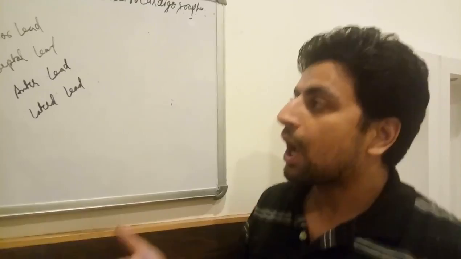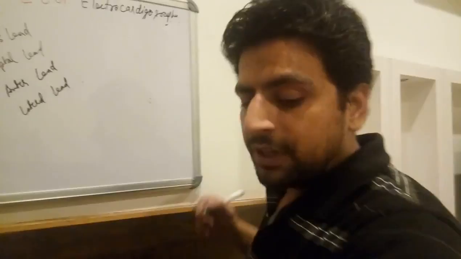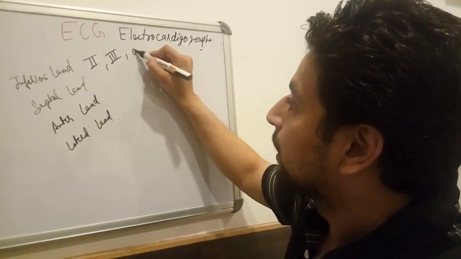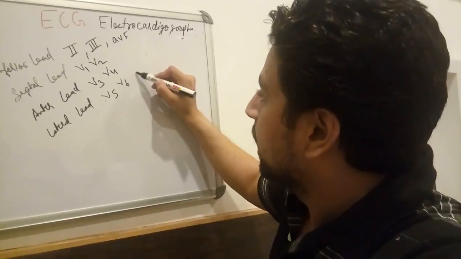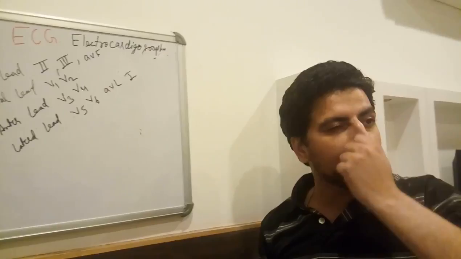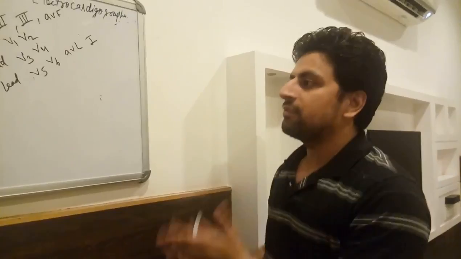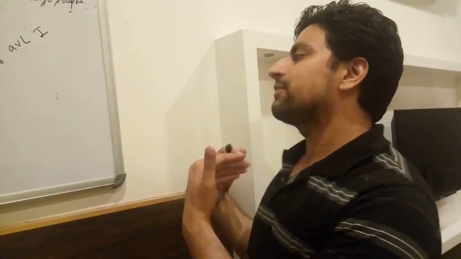Okay, the inferior lead includes II, III and AVF. This is written on the ECG. Septal leads include V1 and V2, anterior leads V3, V4, lateral leads V5, V6 and AVL, and the first lead is remaining. So remember this: inferior lead, II, III and AVF. Septal is V1, V2, anterior is V3, V4, lateral is V5, V6, AVL and I. So please try to remember.